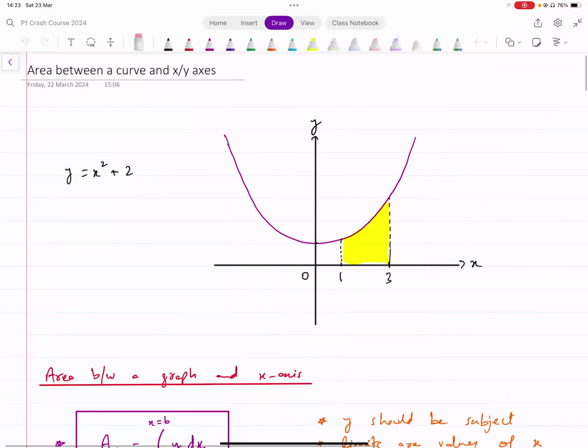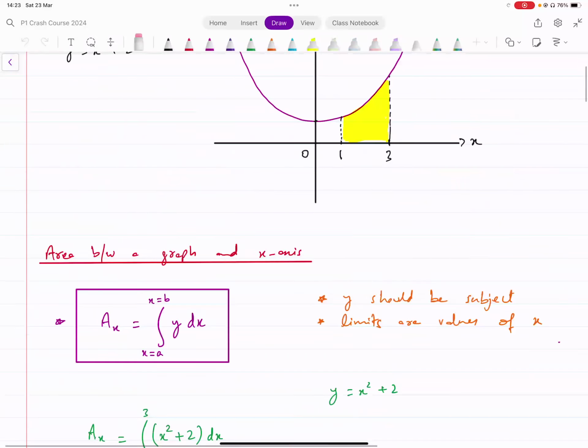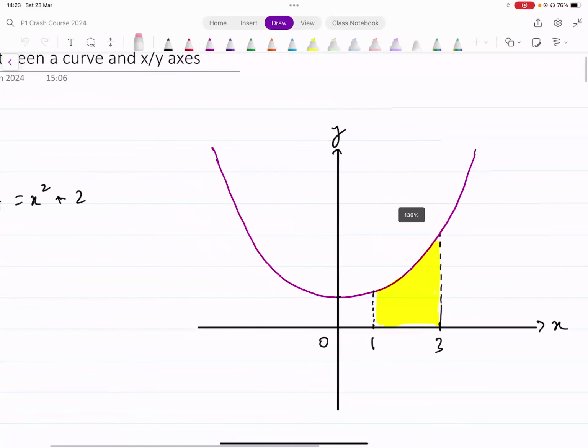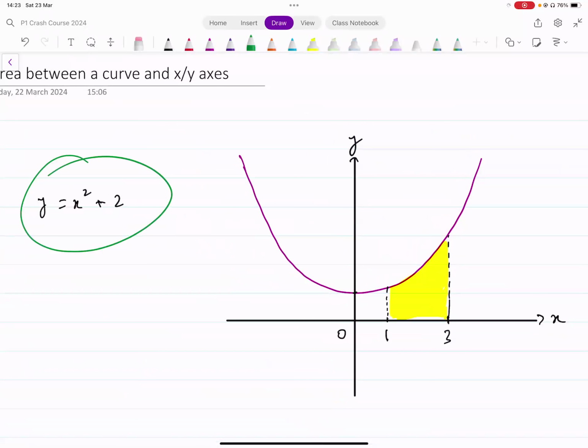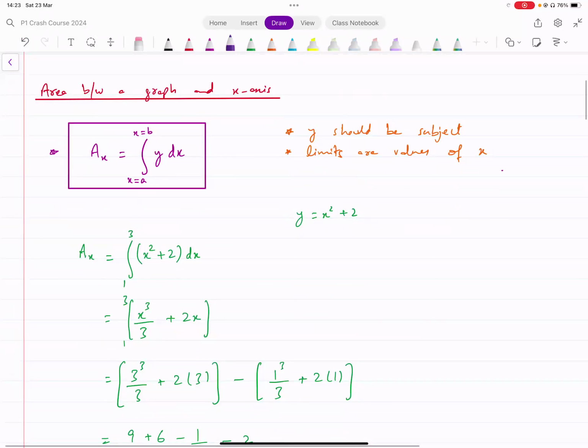So this was the formula that we did: area between a graph and the x-axis. If we have to find this area, for instance, this is the equation y equals x squared plus 2. This is the curve that represents that function. If you had to find this yellow shaded area, which is bounded by the curve and the x-axis, and it's between x equals 1 and x equals 3, you use this formula for finding this area.